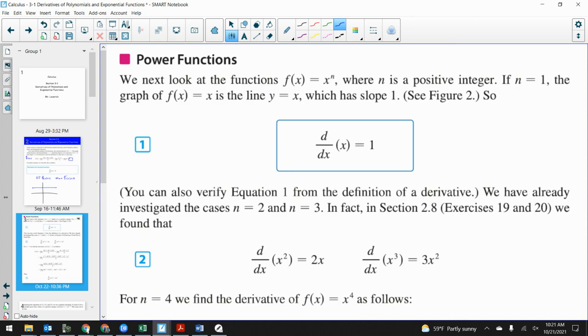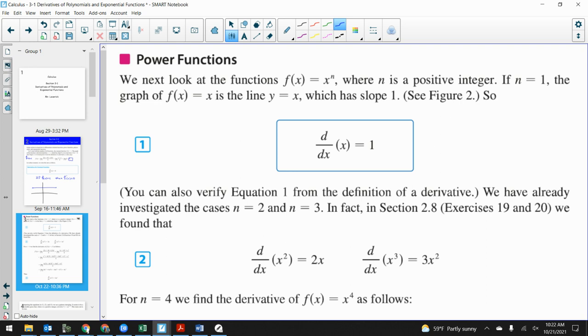Next, we look at the functions f of x is equal to x to the n, the power functions. This is going to include x to the first, x to the second, x to the third, just plain old x, and also negative exponents, which we'll get to by the end of today. So if n is 1, that just means f of x is equal to x. Y is equal to x.